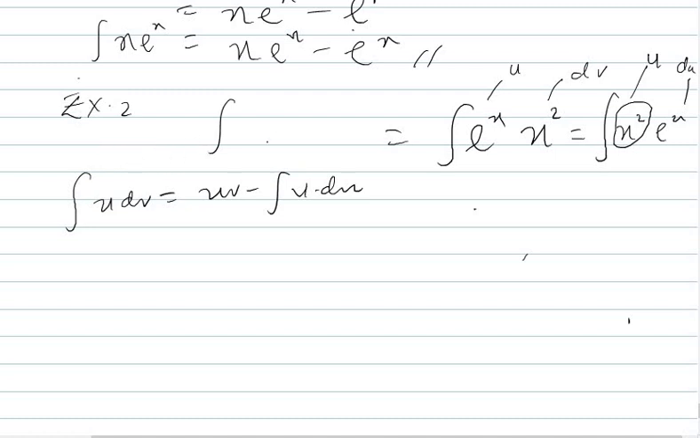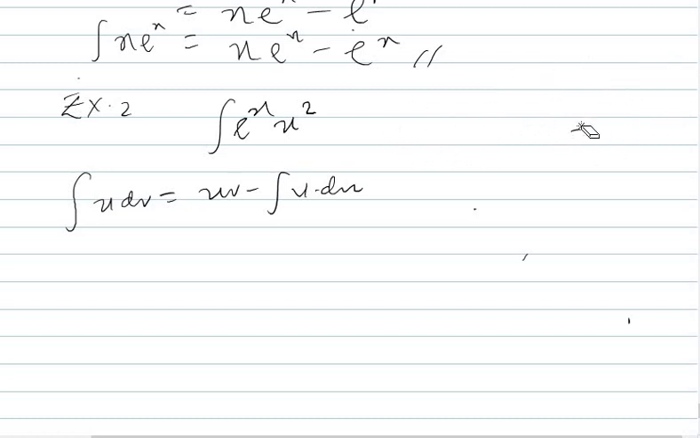The question is very simple. We are to integrate x squared e to the x. We can change this to x squared e to the x, it is all the same. So we can put this to be equal to u.